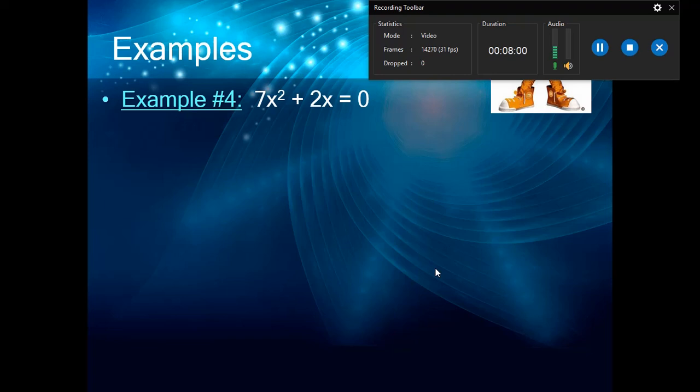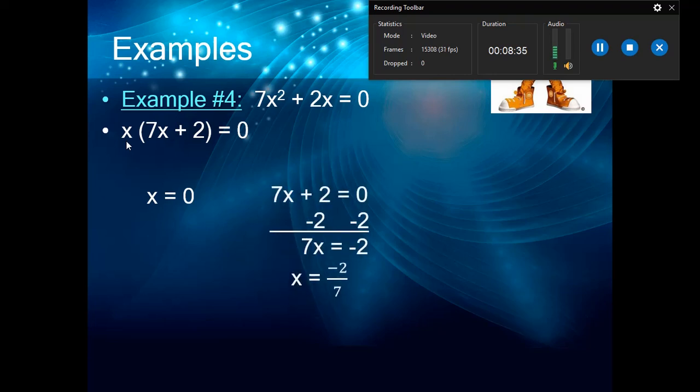In example number 4, I'm starting by looking for a GCF. Now I do notice that both of these terms have something in common. So I'm going to remove the GCF, which is x, and I'm going to write down what's left over. At this time, 7x plus 2 does not factor. So the factoring process is over. We're going to set x, which is my first factor, it's a monomial, equal to 0. Is it possible that x is 0? Absolutely. So this is a good solution.